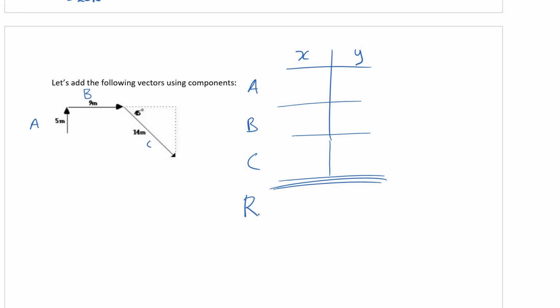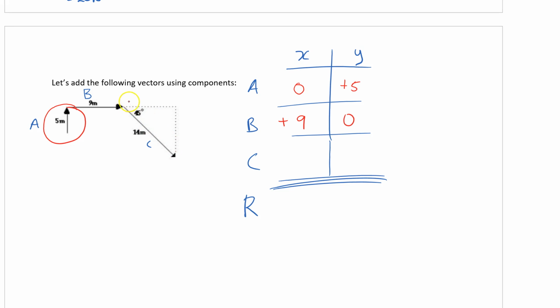So first of all, the x direction. Looking at this one, there is no x direction. It's going straight north, straight up. So I would put a 0 here. And my y direction is just going to be +5. So far I haven't used any trig. Looking at B, it's going to the right, so that's a +9 here. And it's not going up and down at all, so it's just a 0.